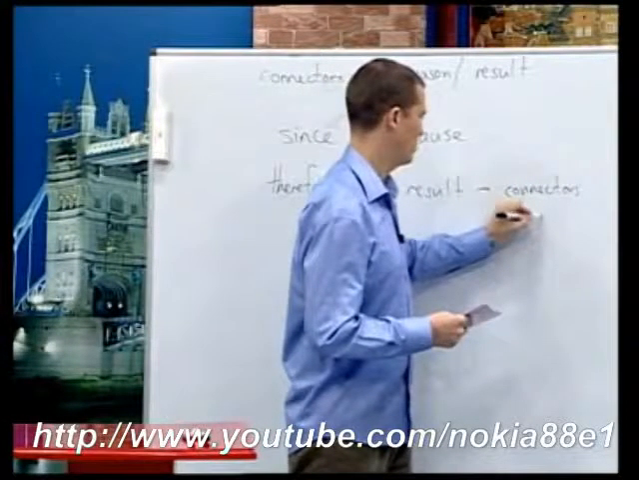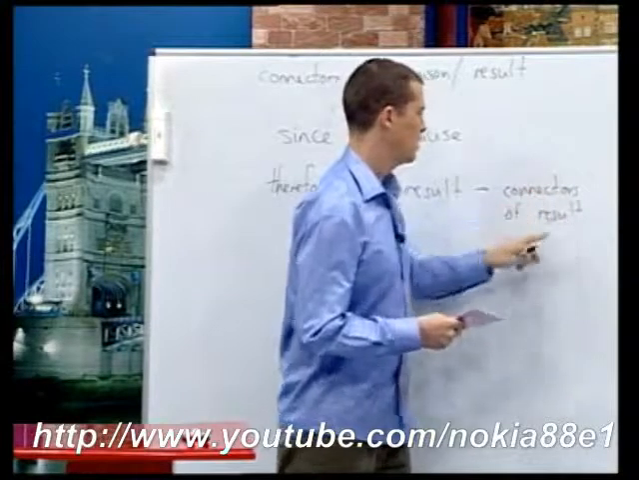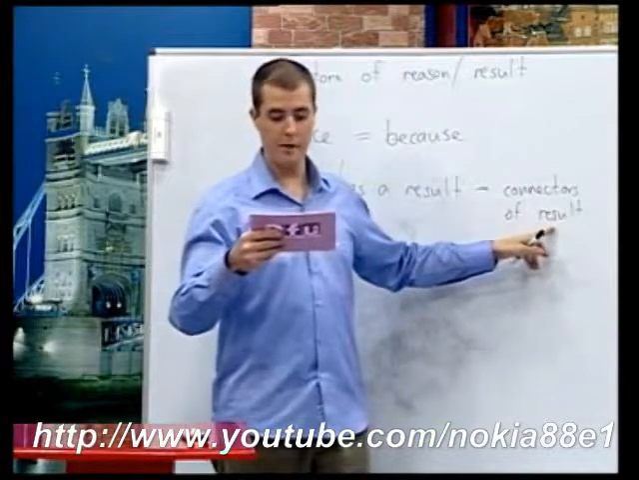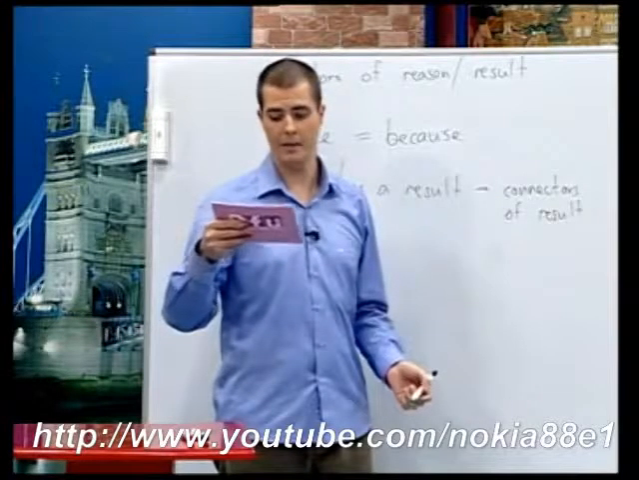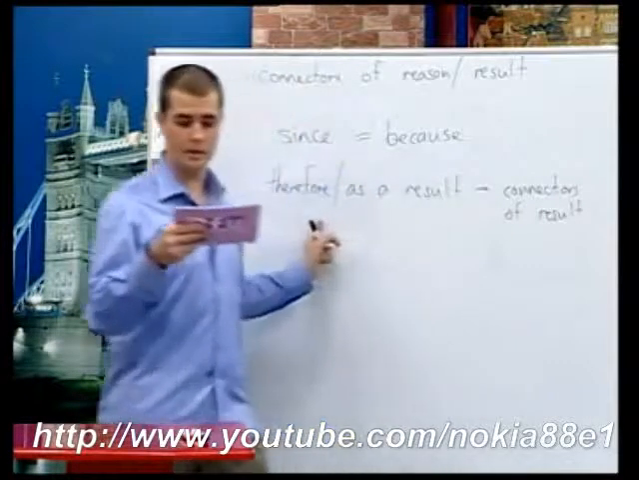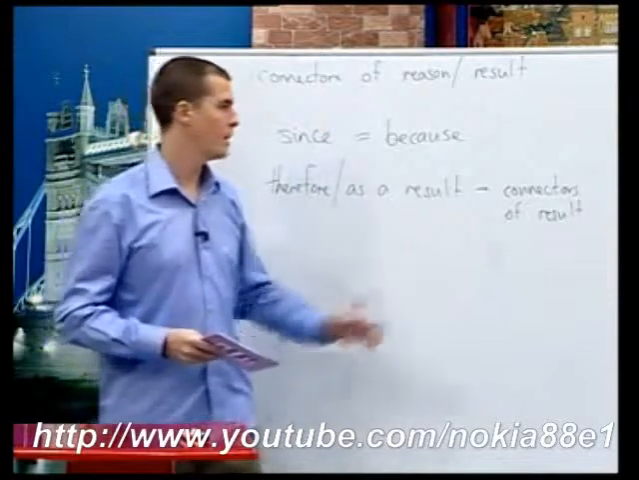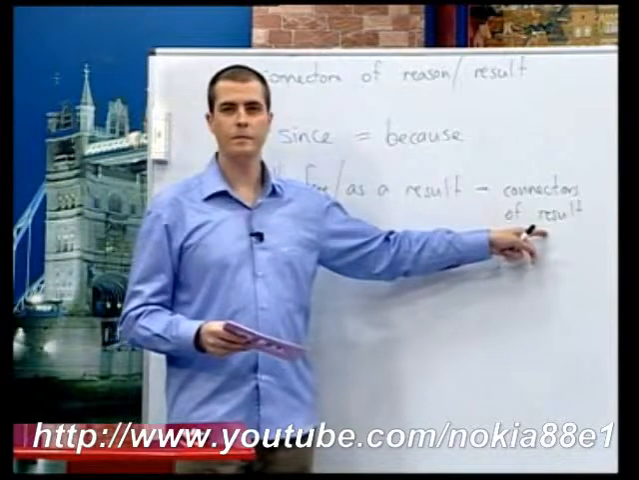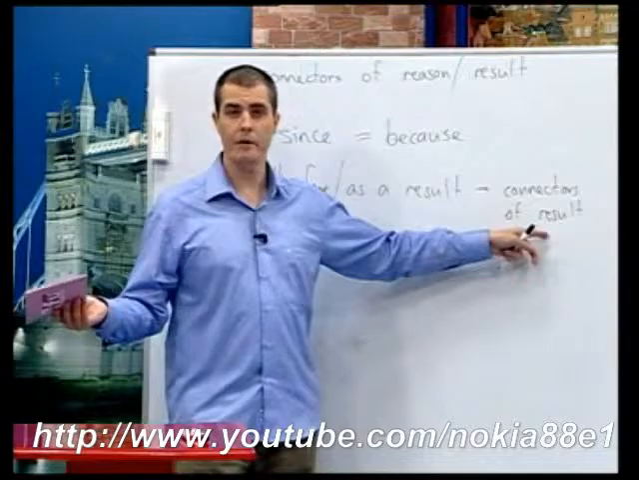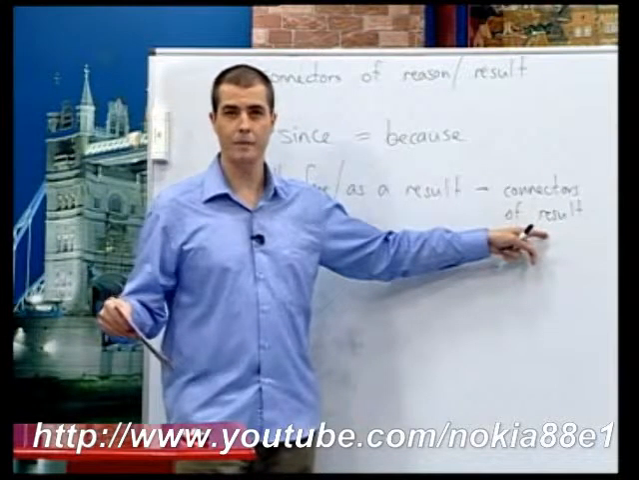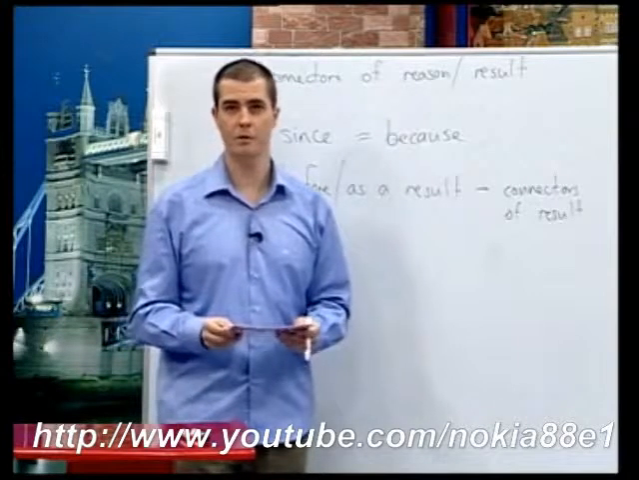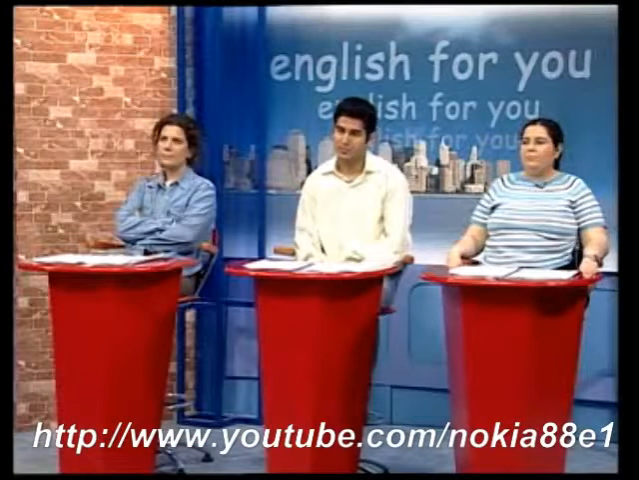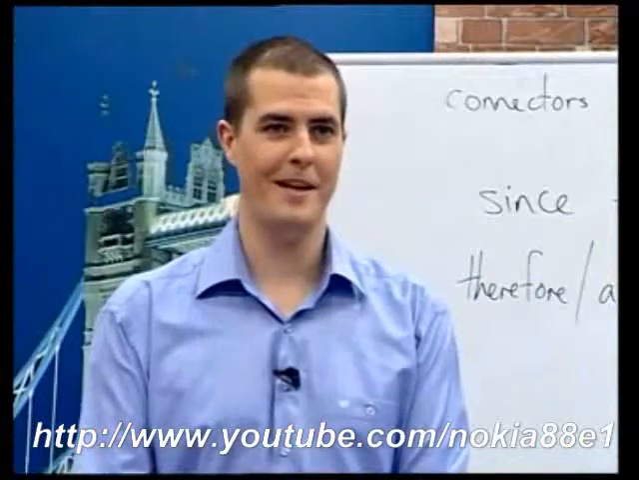Result means that if one thing happens, another thing will follow, another thing will happen after that. They normally begin a sentence and are followed by a comma. So, for example, when it rains, or if it rains, you'll get wet. That's a result. Rain and then wet. Wet is the result of rain. Let's practice. Rosa, do you think you would be a good plumber?